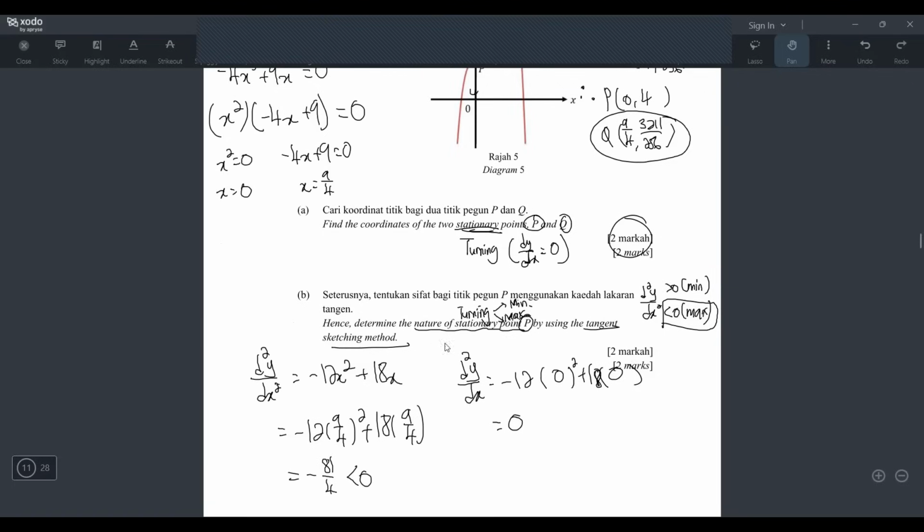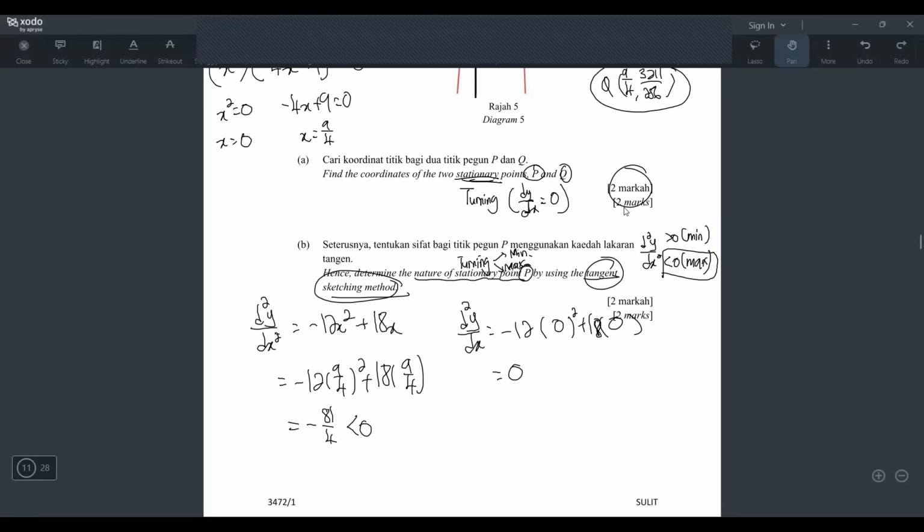It means at this point, we cannot determine the nature using the second derivative method. We have to use another method called the tangent sketching method, right? So I repeat one more time, because I am scared you don't understand. If we want to know whether this point is a minimum or maximum, we will do the second derivative, right?